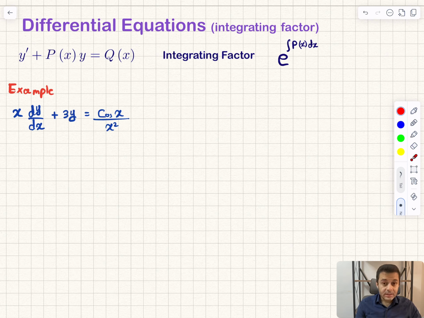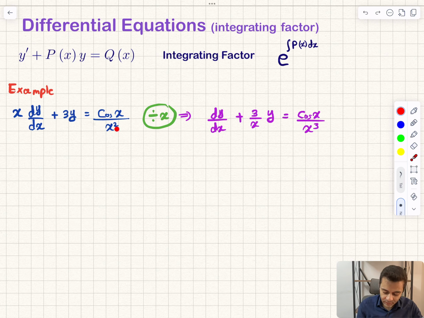So here we have an example. Now notice that the existence of y prime or dy over dx plus another y indicates that it will be of this type. But here we have x. We said that we shouldn't have anything here. That's why I will divide both sides by x. If I divide both sides by x, here the x will be cancelled, but here the 3 will be 3 over x, and the right side will have x cubed in the denominator. So here it's ready now. It's written in this standard form where p(x) is 3 over x.